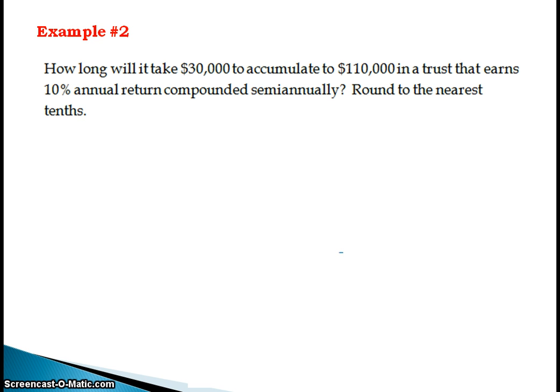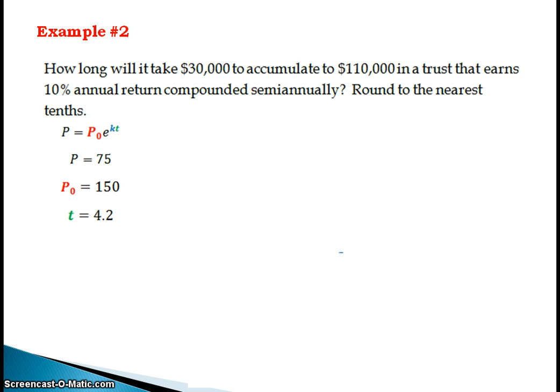Again, we go back to our scenario where we have $30,000 to start with, and we want to grow that to $110,000 in a trust that earns 10% annual return compounded semi-annually. So let's see how this is going to work. Here's our formula. Now, we were given the... this isn't the right problem. I'm not sure what happened here. I will go over this problem in class. Leave a space for it in your notes. But I do want to work the problem anyway.